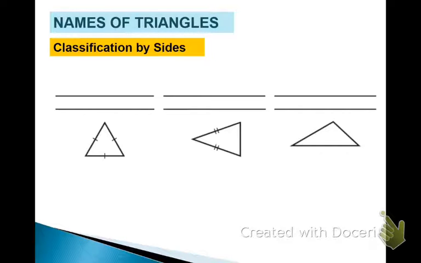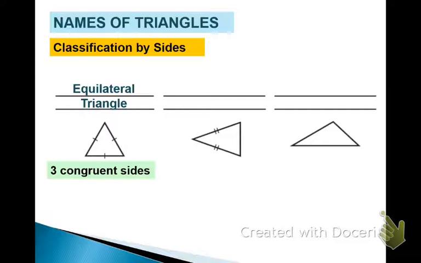Classification by sides. So how many sides are there in a triangle? 3. If all 3 sides are congruent, what does congruent mean? Equal. Same measure. So this is actually going to be called an equilateral. You want to put that in your first blank. 3 congruent sides is called an equilateral. It's up here. Oh, my bad. 3 congruent sides is an equilateral triangle.